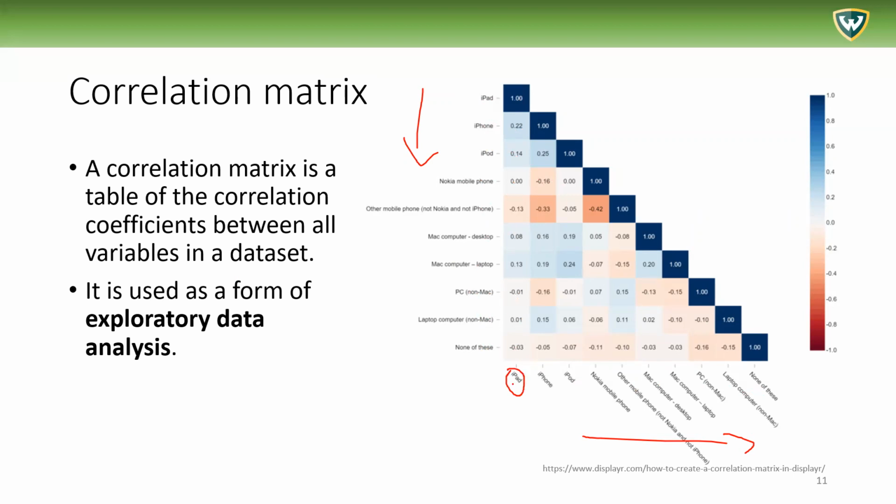So the way people respond to iPad is positively correlated with the way people respond to iPhone. Okay, but the way people respond to iPad is not correlated with their preference for PCs or non-Macs, slightly negative, but almost negligible. So that's how we understand these here.